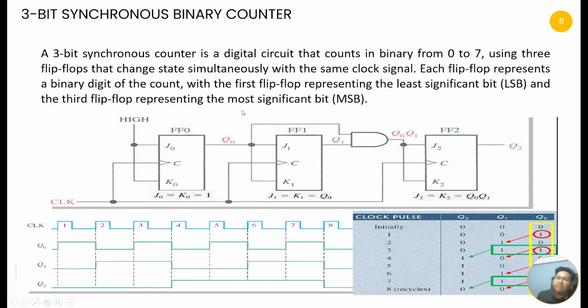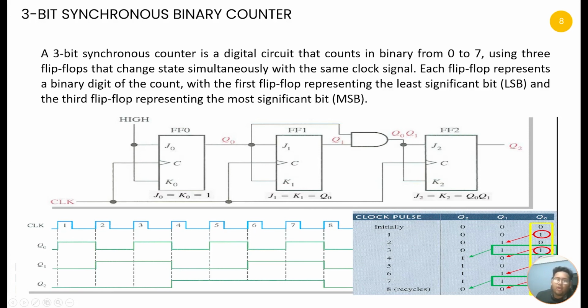Here we have 3 flip-flops and all of them are connected with the same clock signal. We can see that. Our initial count is 0, 0, 0, meaning 0, and our final count is 7, 1, 1, 1, and when we get 8 it will recycle. And here we can see that from the clock signal we get the signals.